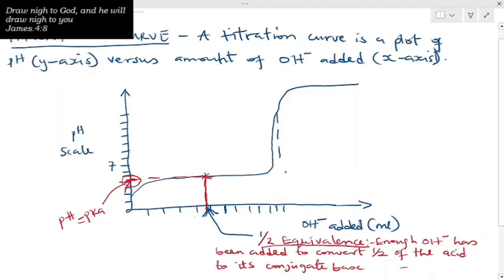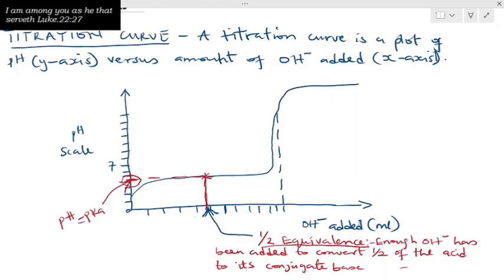Good. So this point here that traces down appears to be the maximum amount of your OH that is added. And when it is traced here, you will see that it's actually above the equivalence point.